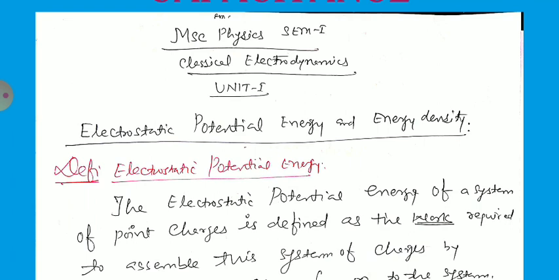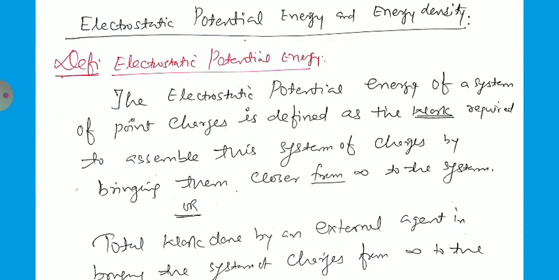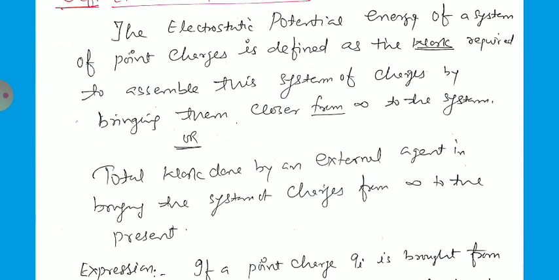What is meant by electrostatic potential energy? The electrostatic potential energy of a system of point charges is defined as the work required to assemble this system of charges by bringing them closer from infinity to the system, or the total work done by an external agent in bringing the system of charges from infinity to the points. In simple language, the energy required or the work done by an external agent to assemble a system of charges is called the electrostatic potential energy. This is the stored energy of the system.